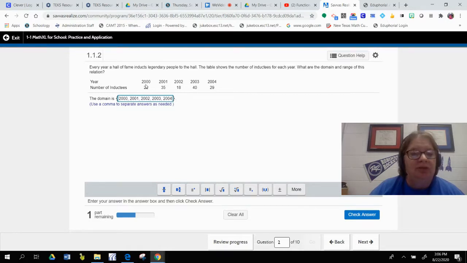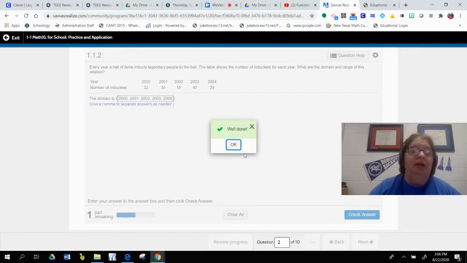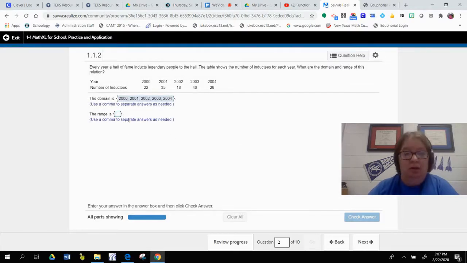Okay, this part of the question says the range. Well, if the years were the domain, the range has to be the number of inductees. Blue letters, very important. Use a comma to separate answers as needed. Okay, so our range is 22, comma, 35, comma, 18, comma, 40, comma, 29.